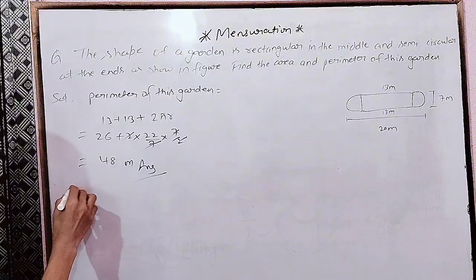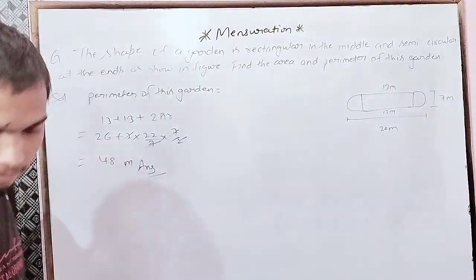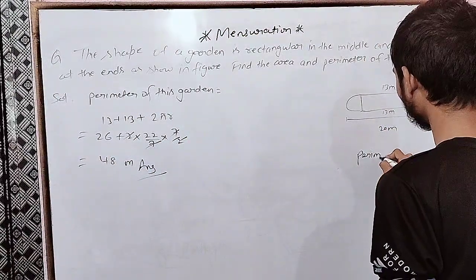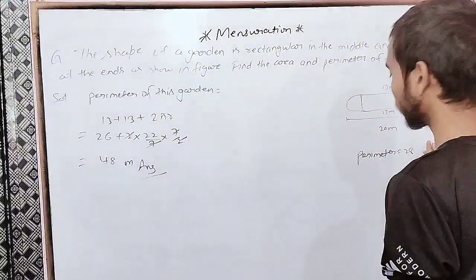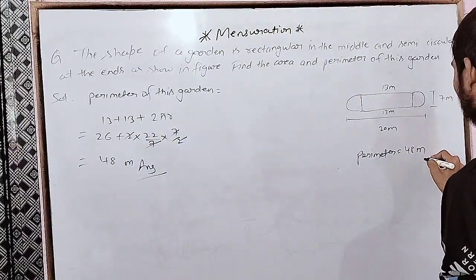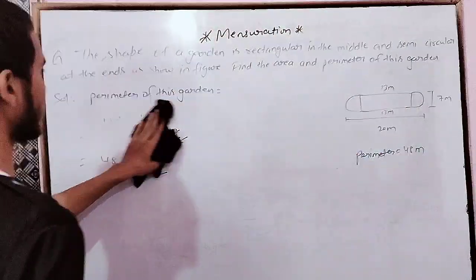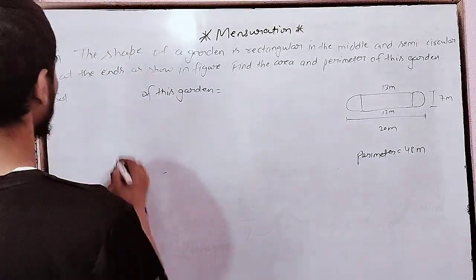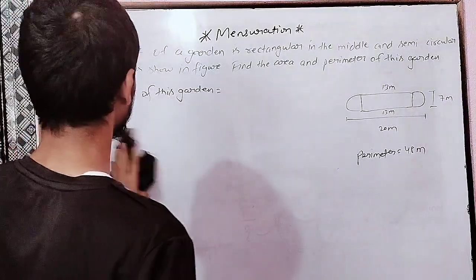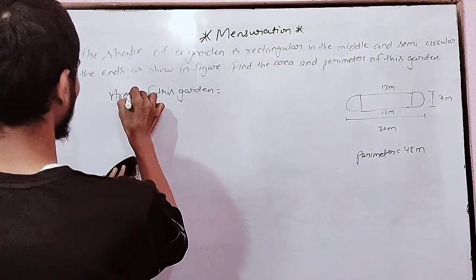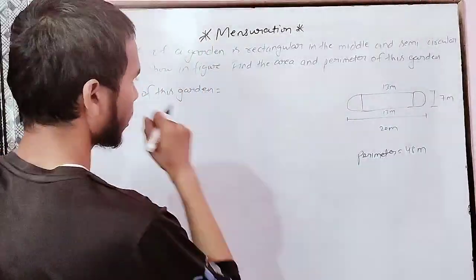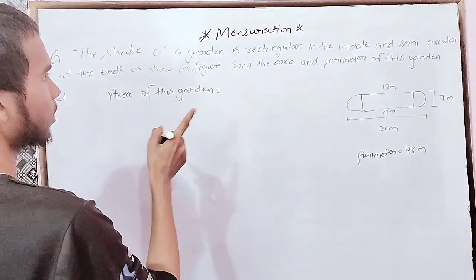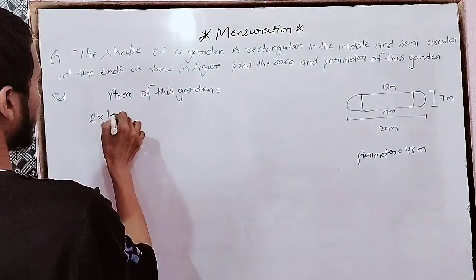48 meters. What about the area of this garden? Remember, the perimeter is 48 meters. Now the area of this garden. Area of this garden is how much? Let's see. For the area of this garden, we have a rectangle, which is L multiplied by B.